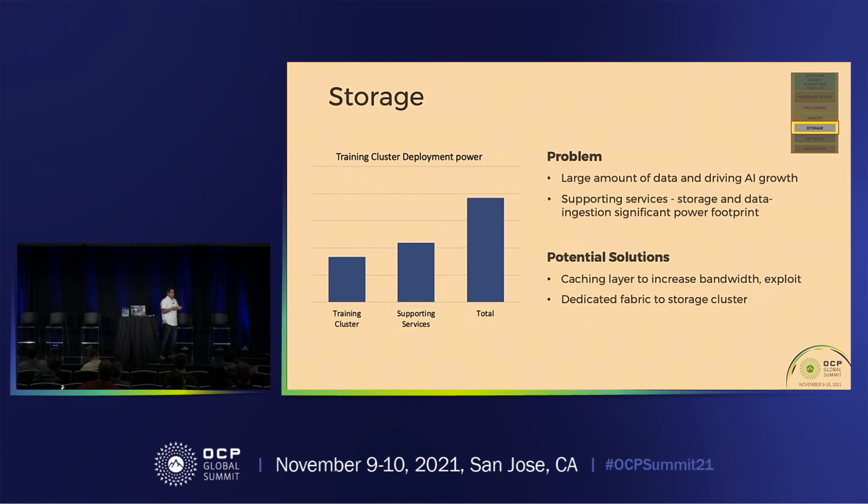And potential solutions, I mean, if we continue growing with traditional solutions, we're going to end up paying a lot more power. There are cases, as you see here, where the supporting services are almost equal or more than the power footprint of the cluster itself, which is not desirable. So there is clearly some innovation needed to bring this down, things like caching data nearby, or having dedicated fabrics for storage so that they're closer to the training elements and they don't have to sit away, which needs a fundamental rethink of how we think about distributed file systems.